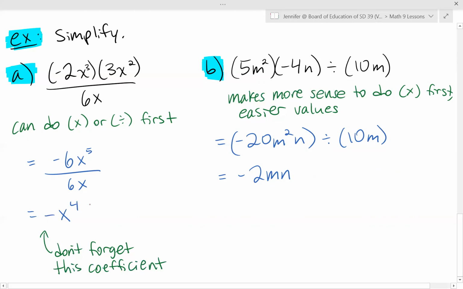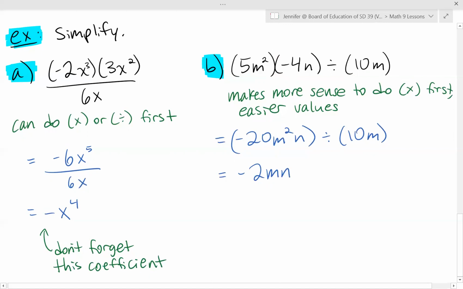We use x and y and z a lot for the letters, but sometimes you might see m and n or a, b, c, but any of the letters can work. So that is how you multiply and divide monomials.